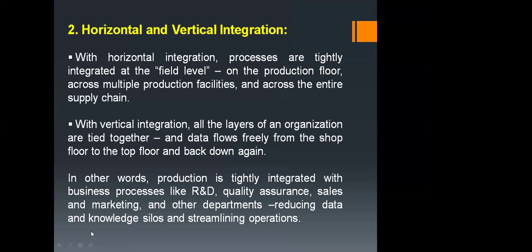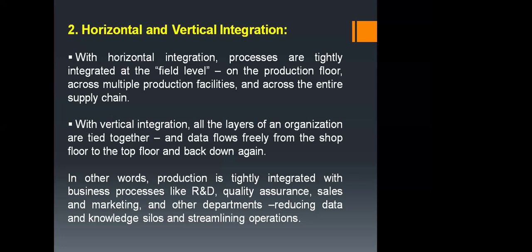The second pillar is called horizontal and vertical integration. With horizontal integration, processes are tightly integrated at the field level, on the production floor, across multiple production facilities and across the entire supply chain. That is one side. On the other side, with vertical integration, all the layers of an organization are tied together. The data flows freely from the shop floor to the top floor and back down again.